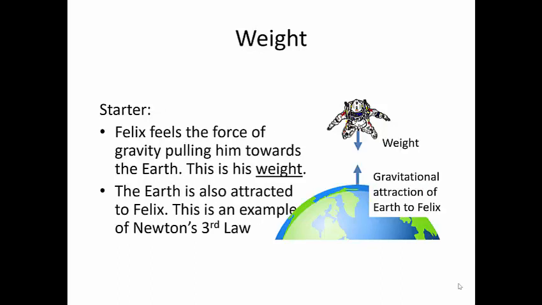Right, you should have labelled weight acting on Felix. There's no air resistance acting on him because he's in space. So only the force of weight acting on him, pulling him down. And then the third law force pair from that is the Earth being pulled up by Felix's gravity. Remember with equal and opposite reactions, it's the same type of force but on the opposite object in the opposite direction. So the force of the Earth pulling Felix down is countered by the force of Felix pulling the Earth up.